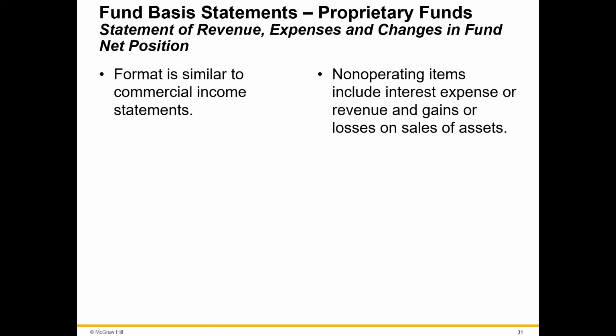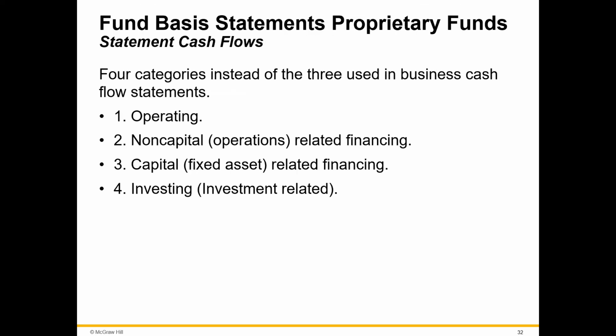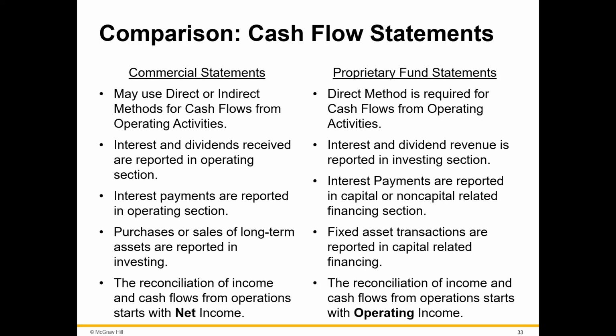Now, the fund basis format is similar to commercial income statements. Non-operating items include interest expense or revenue and gains or losses on sales of assets. Here we go, 4 categories instead of the 3 used in business cash flow statements: operating, non-capital financing, capital and related financing, and investing. Okay, and so you can kind of see here's the comparison of the two.